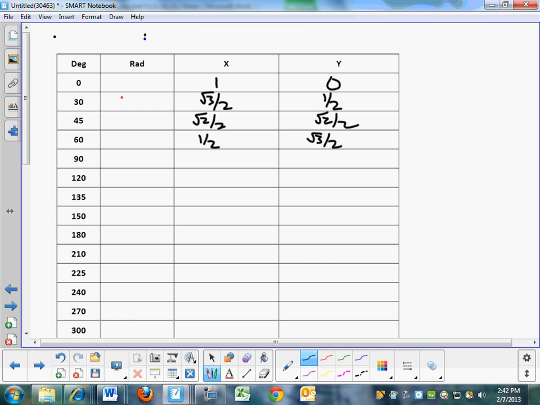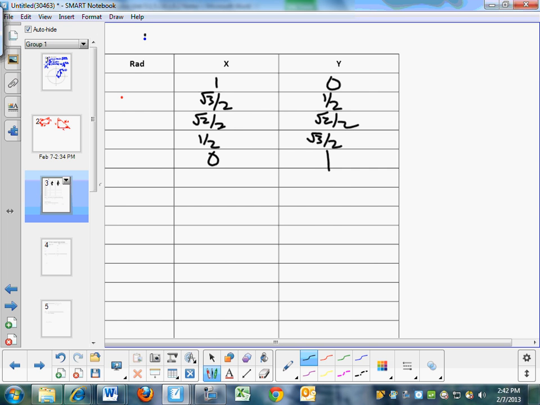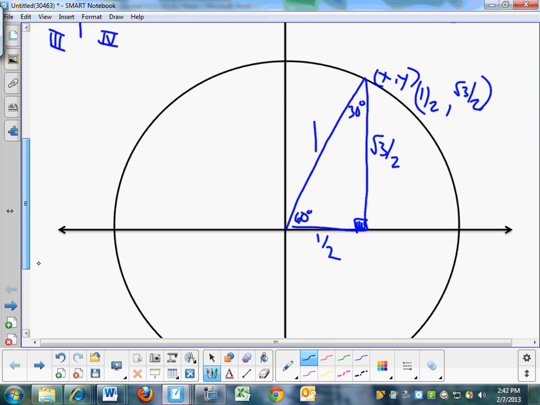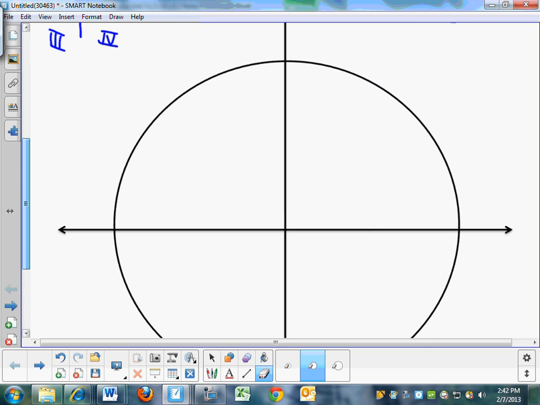How about a 90 straight up? Zero, 1. Oh, look. The x and y values switched again. Let's do one more, and then you're going to fill out the rest of the table on your own. No assignment tonight.